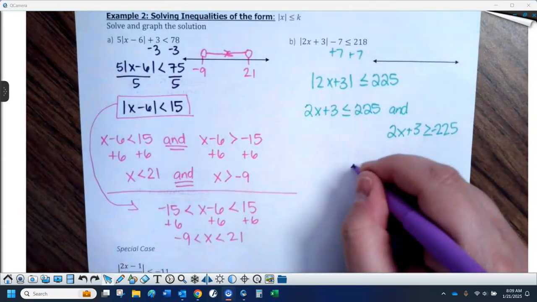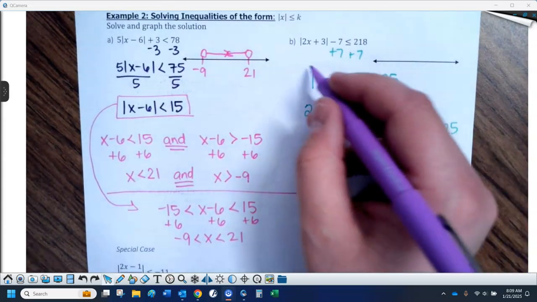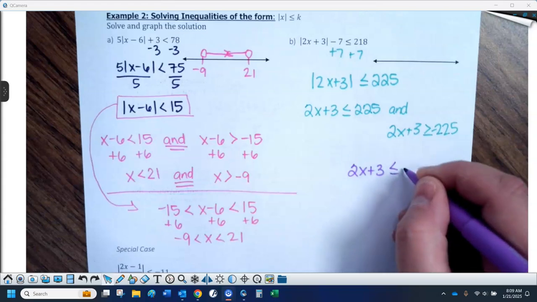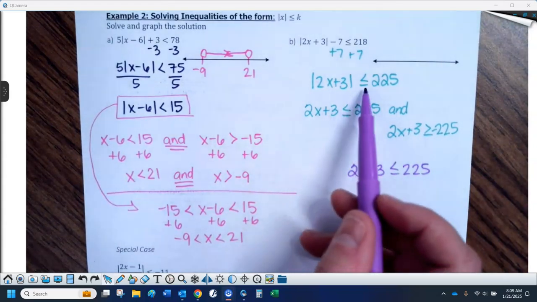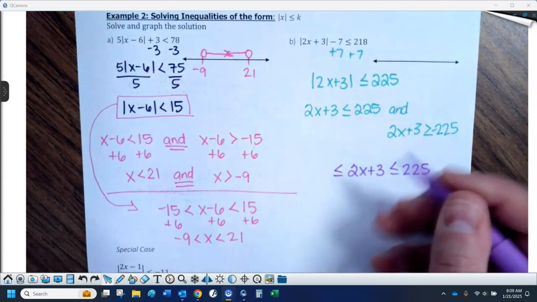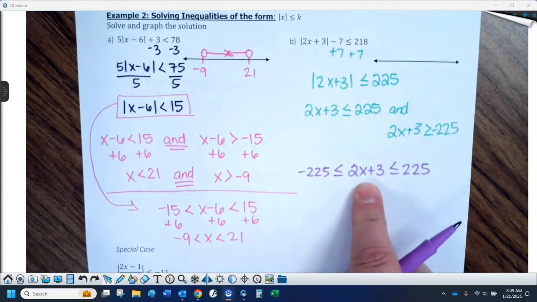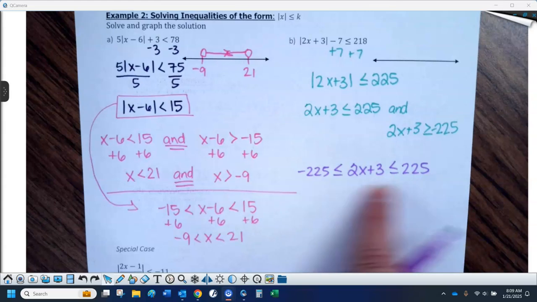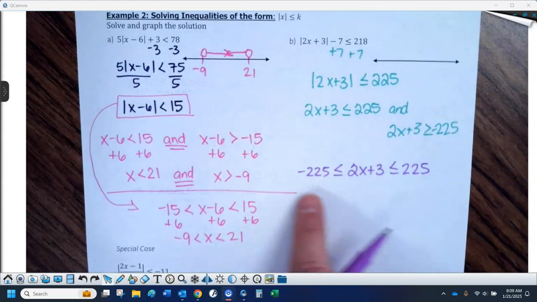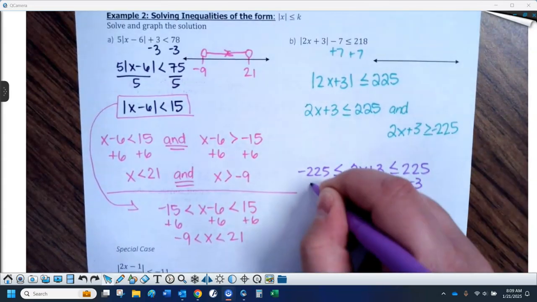I'm going to put the 2x plus 3 in the middle. And if you wanted to go back to the original, just go ahead and copy that inequality, and on the other side here, just add this negative 225 and make the 2x plus 3 greater than that. This would be in the middle. Both arrows point to the left here. This is saying what's in the middle is bigger than this but less than this, and you can solve it all at once if you would like to.